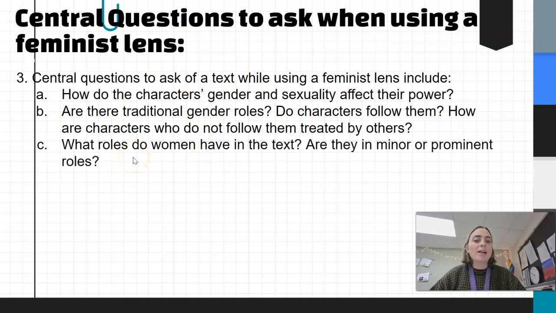What roles do women have in the text? Are they in minor or prominent roles? So far we've really only seen one woman. What kind of role does she have? Is Curly's wife a minor character, an important character? And what do you see her doing?